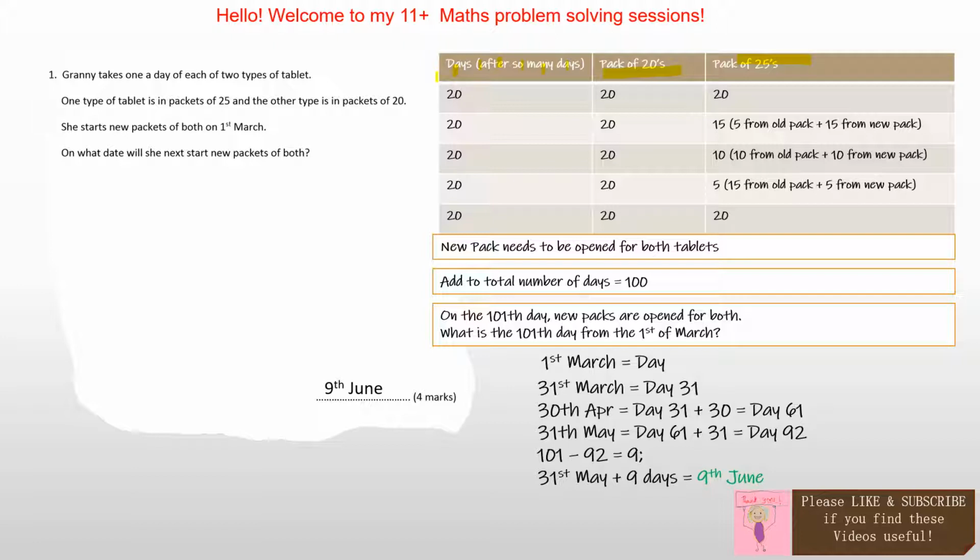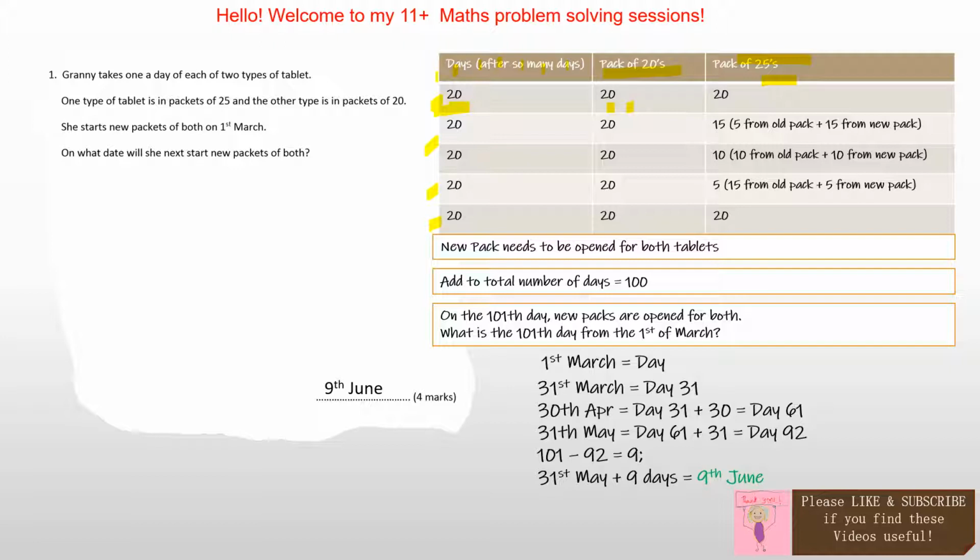Because the pack of 20s is the least number of days after which she will be taking a new packet, that's why I have put it in spurts of 20 instead of putting it as 25. So in the first 20 days she has taken 20 tablets. After that she will have to switch to a new packet, and for the pack of 25s also she will take 20 tablets because one tablet a day.